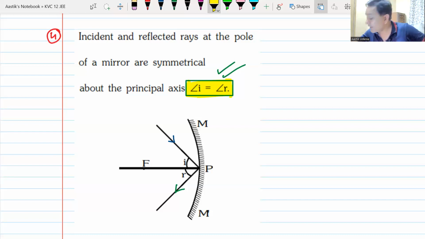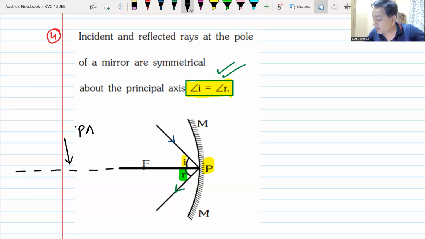But if you take the case of a particular point, if the ray is striking at the pole with an angle i, it will be reflected back by the same angle r. It will be reflected by the same angle at any position. But the pole position becomes important because at the pole, if you draw the perpendicular, it is your principal axis, and therefore this diagram looks a lot better than what it would look if the ray would strike at some other point.